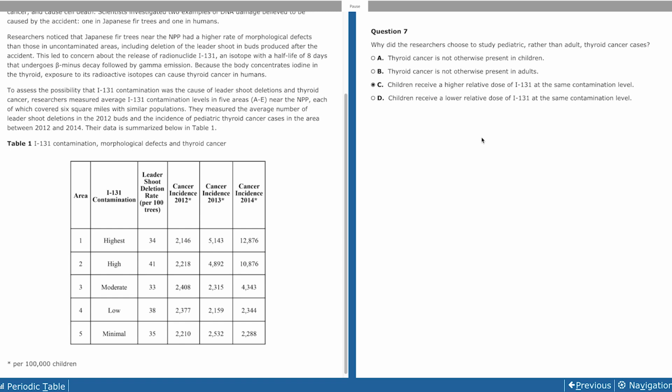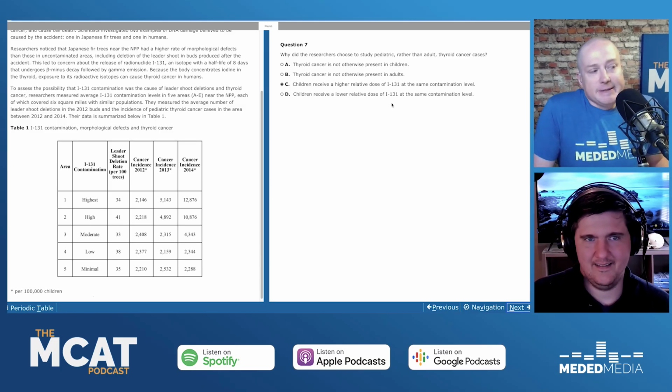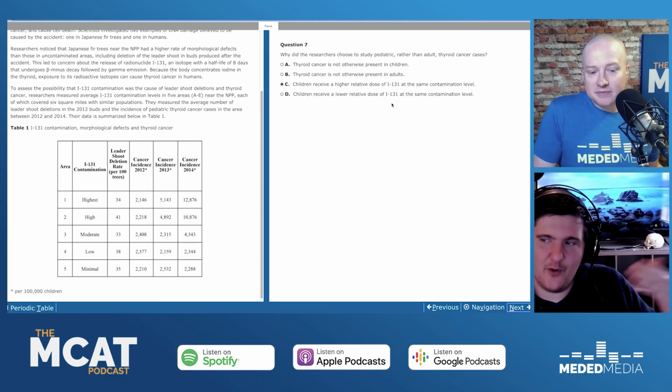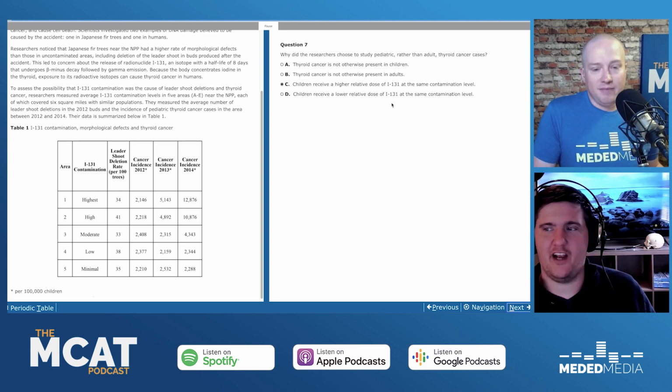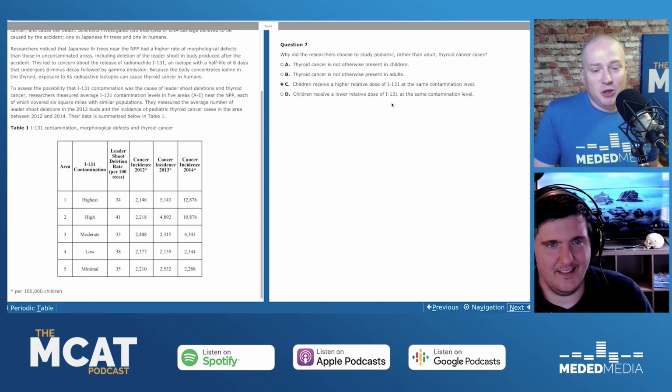Any thoughts on A and B? You're right, it is C for this one. So the children have a higher dose at the same contamination levels. But A and B are kind of interesting. Thyroid cancer for A is not otherwise present in children. I don't know what the incidence of thyroid cancer in children is, so I wouldn't comment on that. B says thyroid cancer is not otherwise present in adults. Obviously, that's not true because we have lots of thyroid cancer in adults. Those are really bold statements, like these thyroid cancers just don't happen. Obviously, those are the extremes.